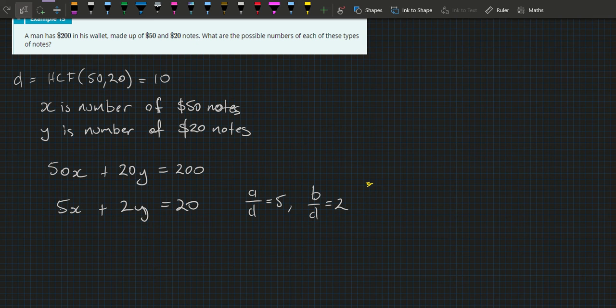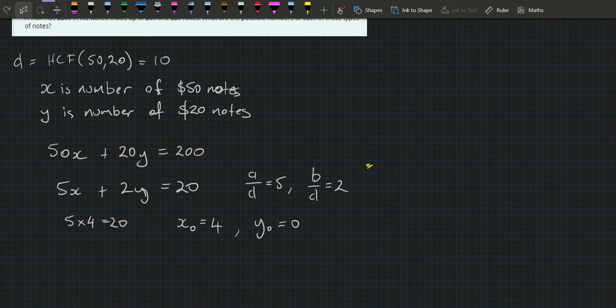Now, it's not hard to find one of the values it could be. I could use either of the notes, but let's start with the $50 notes. 4 of them, so 5 times 4 equals 20, right? So my x naught will equal 4, and if that's true, then y naught will have to equal 0, okay? Because 4 times 5 is equal to 20.